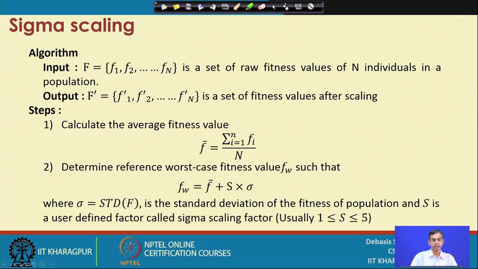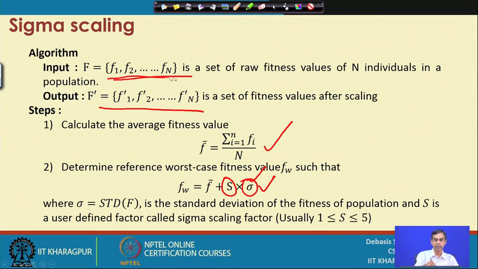Then there is another technique called sigma scaling. In sigma scaling, the input and output are the same as the previous one. It calculates the average fitness value, but the difference between linear scaling and sigma scaling lies here. In this method we have to decide two parameters, S and sigma, where sigma is the standard deviation of all the fitness values, and S is a factor, also called the sigma scaling factor. Usually this value is between 1 and 5, which is a standard procedure: the lowest value of S is as small as 1, and the highest value is 5.